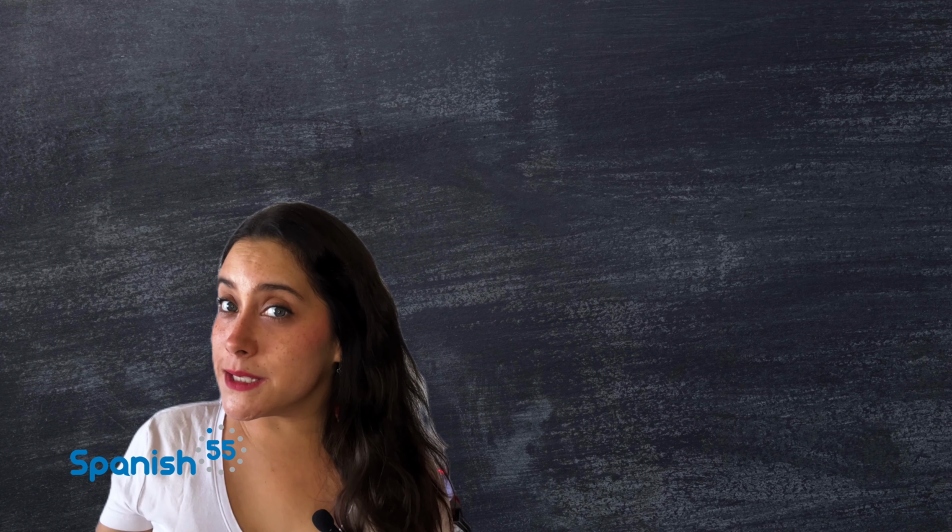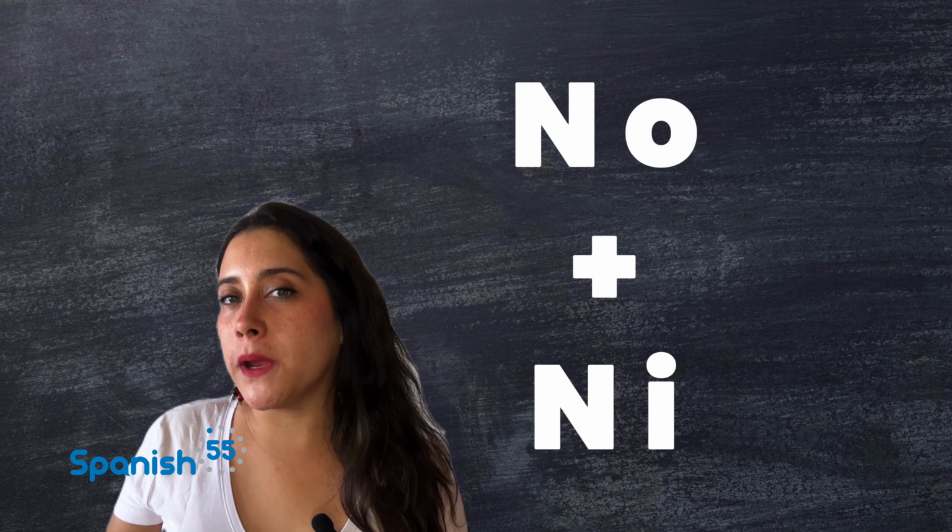So now that you know the basics about double negatives in Spanish, let's go deeper so that you can start using them. Let's begin by explaining the use of double negatives in Spanish with the word ni. In Spanish, no is often paired with the word ni, and we basically use it to indicate that none of the items in the list apply.